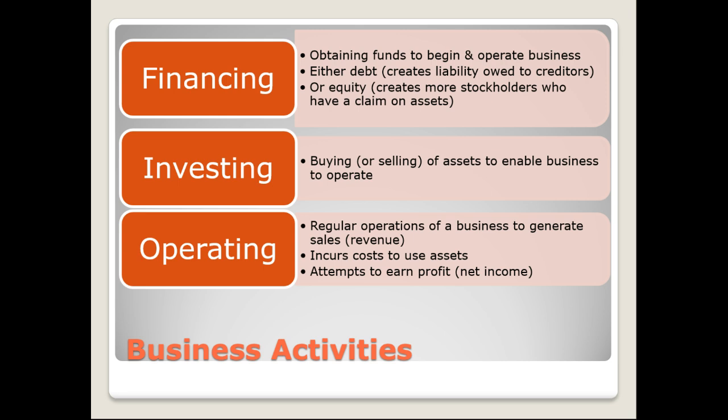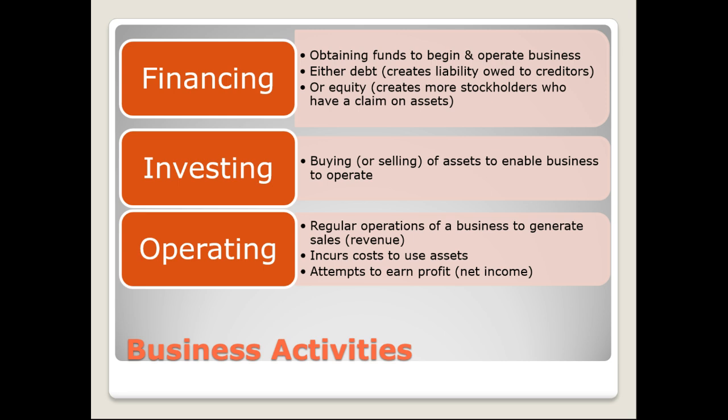The second business activity is investing. This is the buying or selling of assets to enable your business to operate. This is where you buy buildings or buy equipment or sell some equipment. That is what we're talking about when we're talking about investing. Do not confuse financing and investing. As a business, financing is about getting the money to fund your operations, and investing is the buying and selling of the assets that you use in your operations.